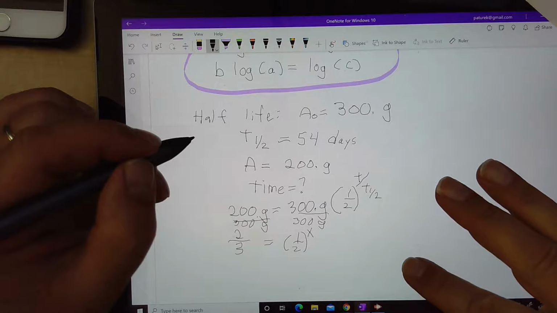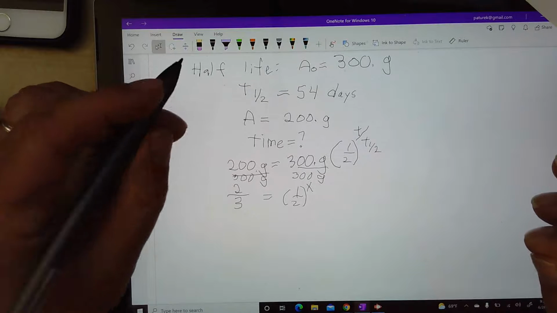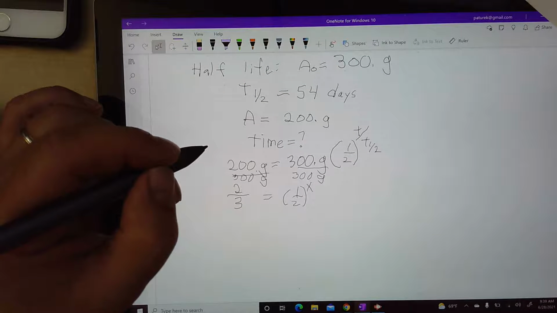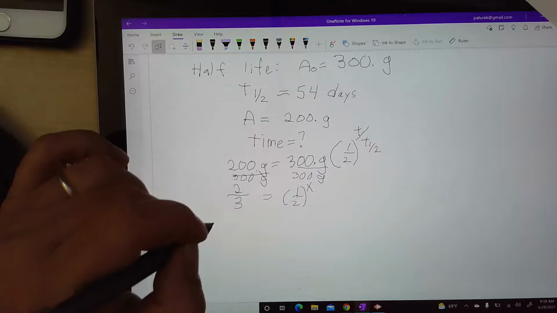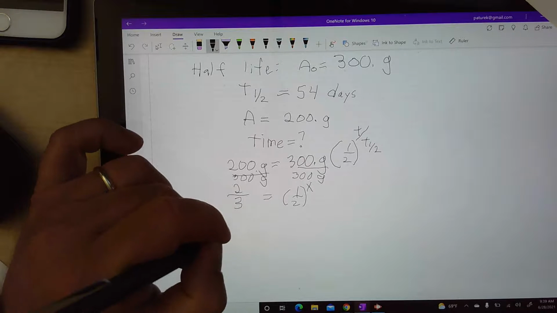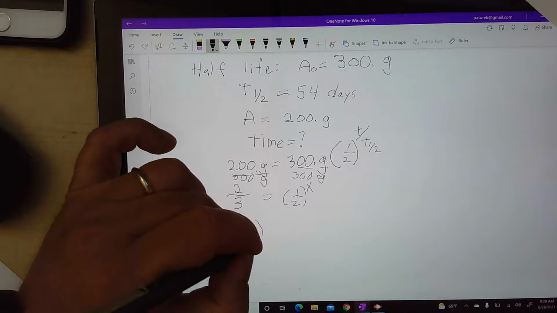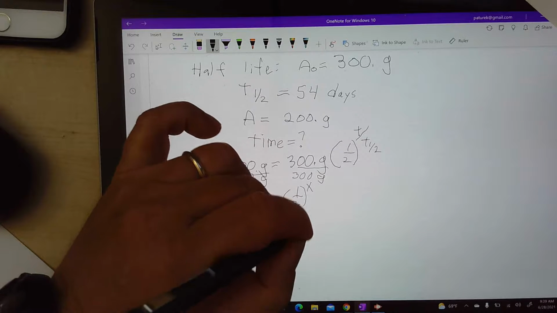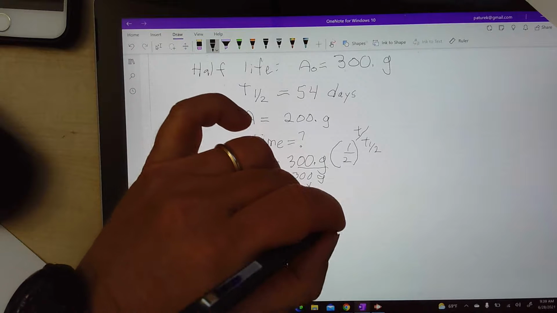Okay, so if you play with the calculator, trial and error, you can eventually solve for x. But suppose we were going to try to use logarithms, and take the logarithms of both sides. The log of 2/3 is equal to the log of 1/2 raised to this unknown power.